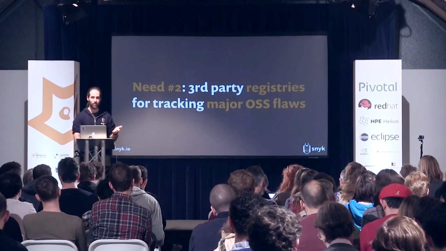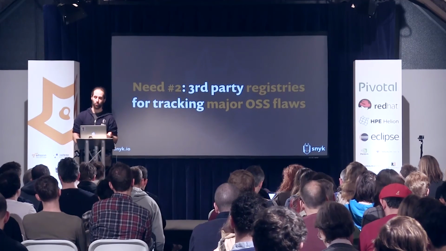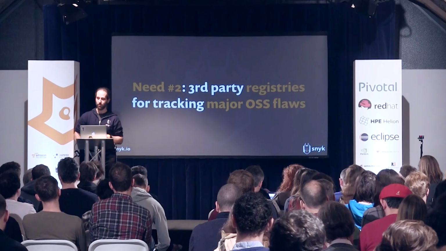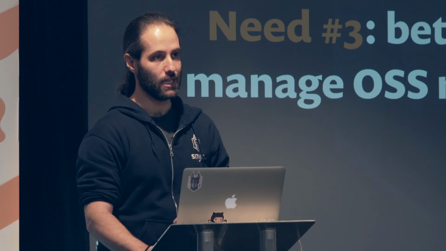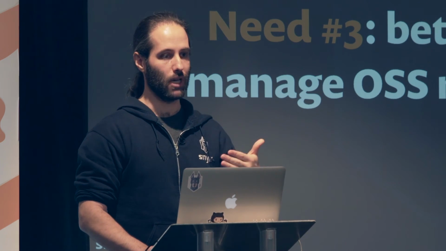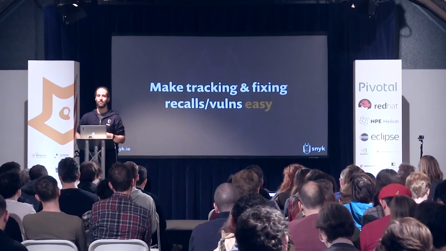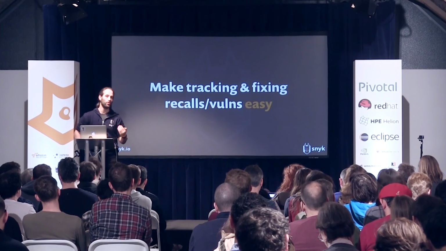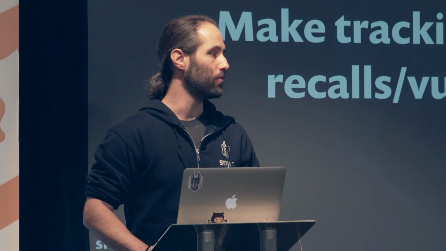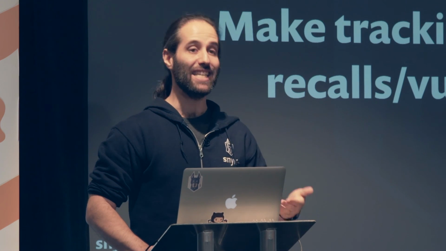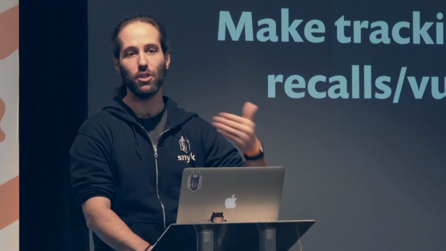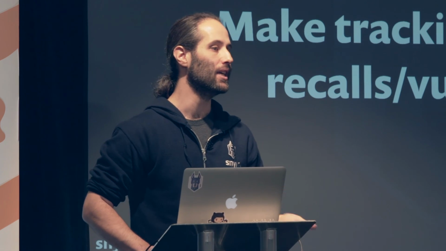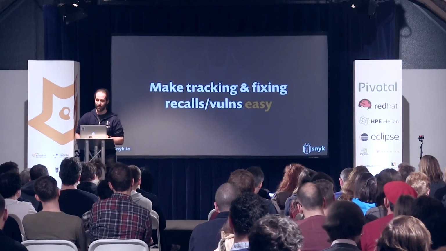So we need third parties to step up, like what happens again in the open source world. We need more registries for tracking these types of major OSS flaws, and we need the tools to make that easy and, at the end of the day, convenient. We need to find a way to make tracking and fixing these types of recall-worthy flaws as easy as it is to consume them. We need a way to return the package and to identify when you need to return it as easily as you received a package with a flaw embedded in it.